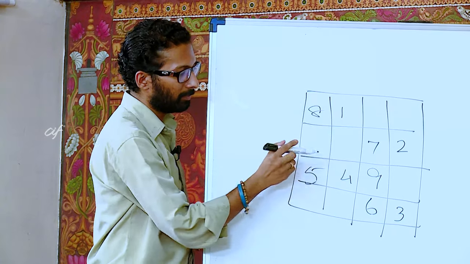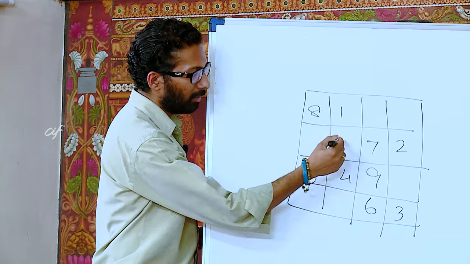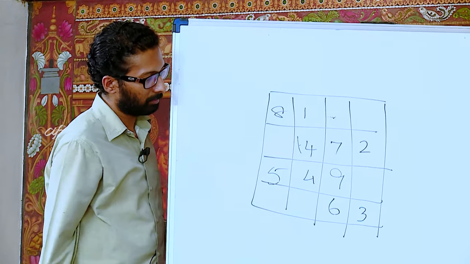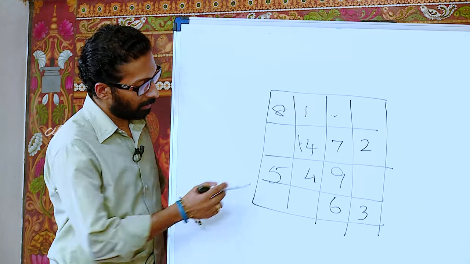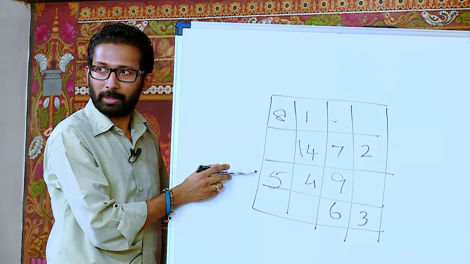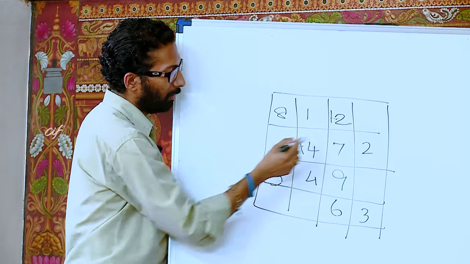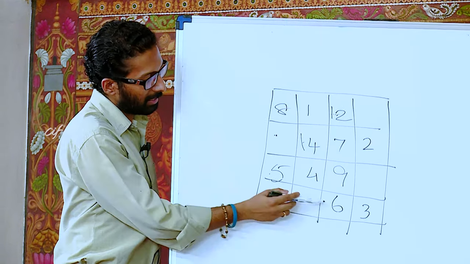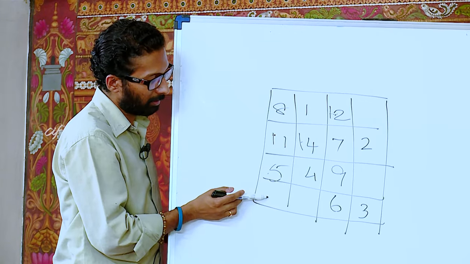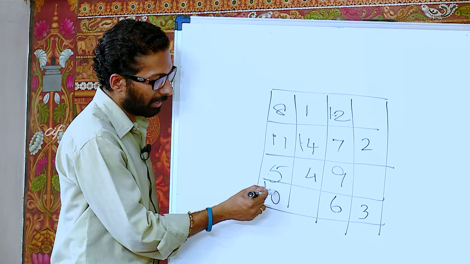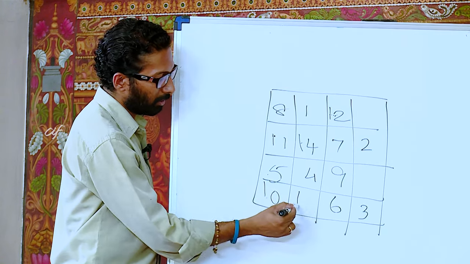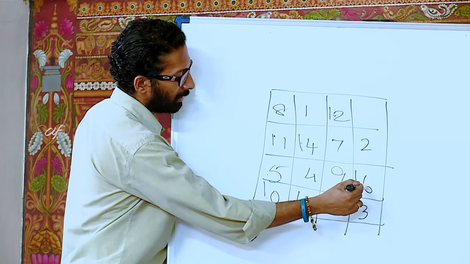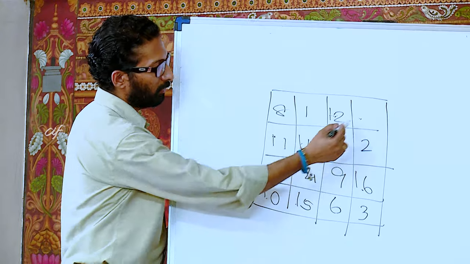So what will come here? 17 minus 3, 14. What will come here? First row, third cell. 9. Diagonally alternate. 17 minus 5, 12. What will come here? 17 minus 6, diagonally alternate, so 11. What will come here? 17 minus 7 is 10. What will come here? 17 minus 2, 15. What will come here? 17 minus 1, 16. What will come here? 17 minus 4 is 13.